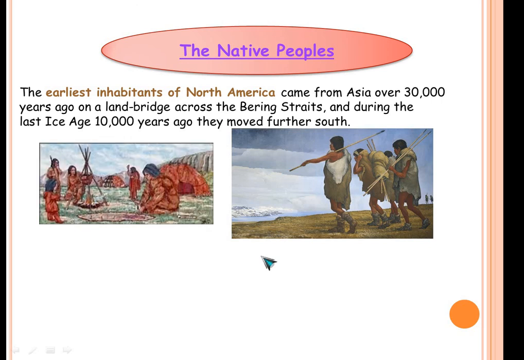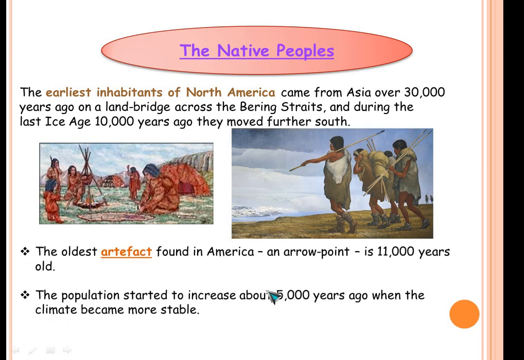Now we need to see how they used these pointed arrows, and how they cooked, and everything is given in these pictures. Now the oldest artifact, the oldest source that we have is an arrow point which the archaeologists had excavated, and they say that it is almost 11,000 years old.